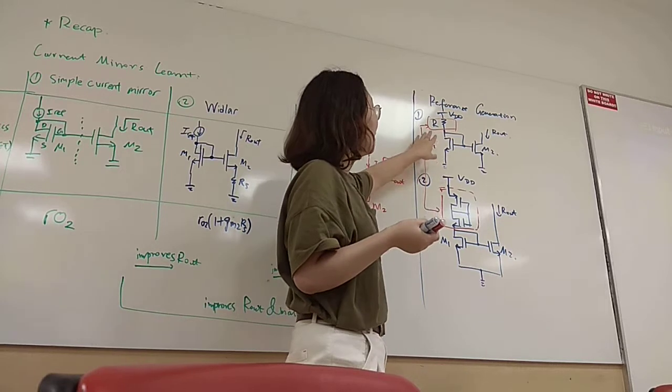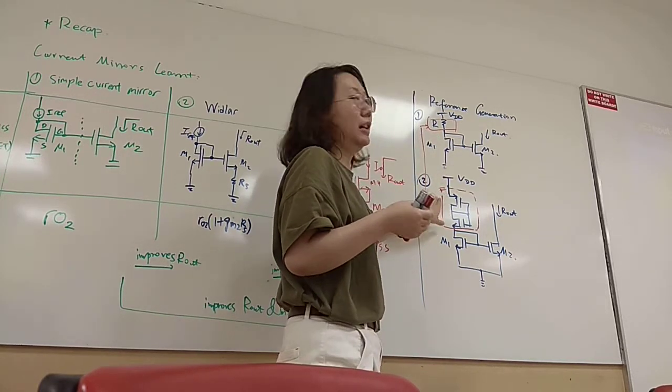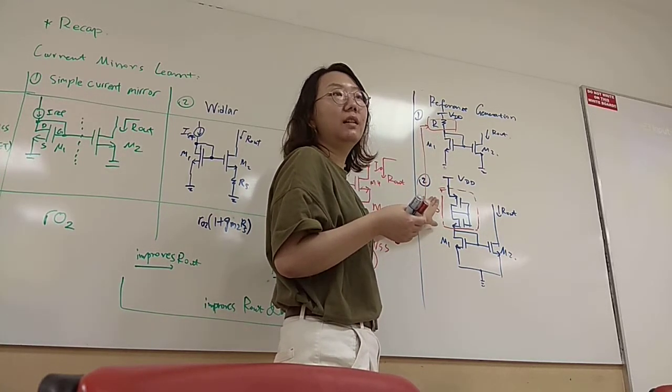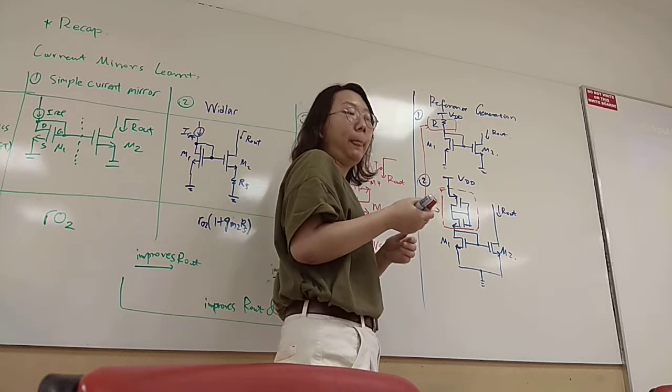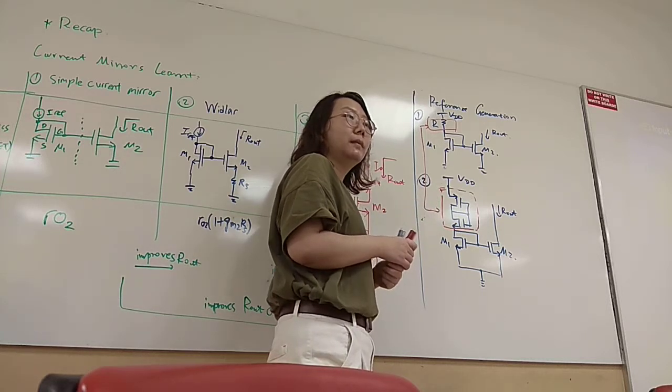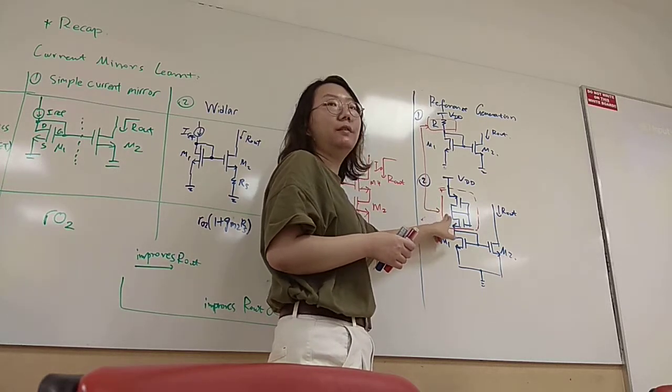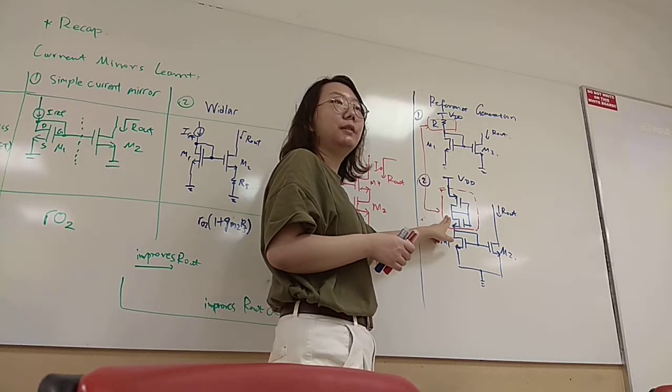My question is, this method and this method are actually the same method. Why? This whole block actually functions as a resistor as well. Why?